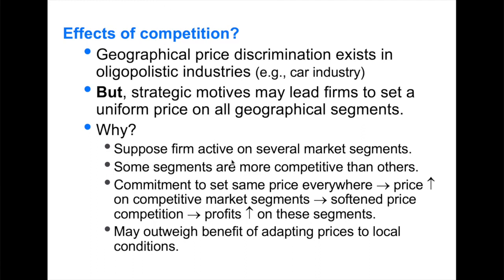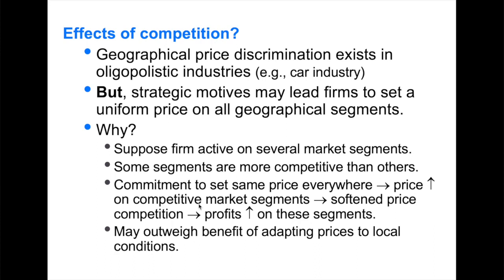Suppose that a firm is active on several market segments, with some segments being more competitive than others. Okay, and so if the firm is practicing geographical price discrimination, it would have large prices in the less competitive segments and lower prices in the more competitive segments. Okay, now what is the effect of commitment to setting the same price everywhere?